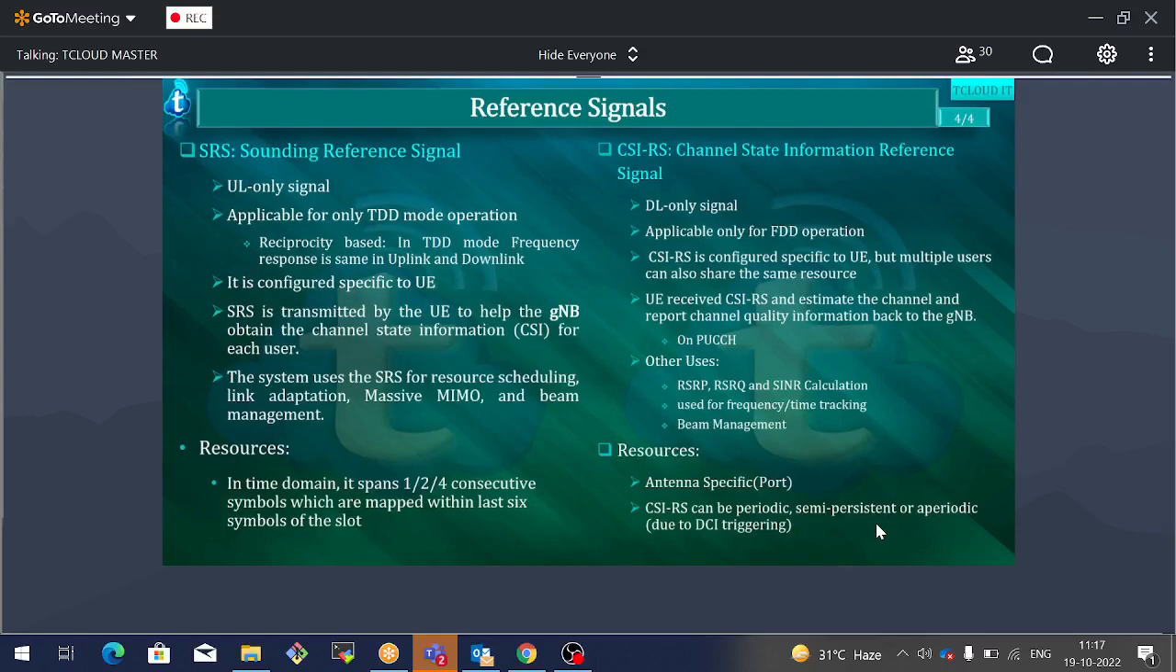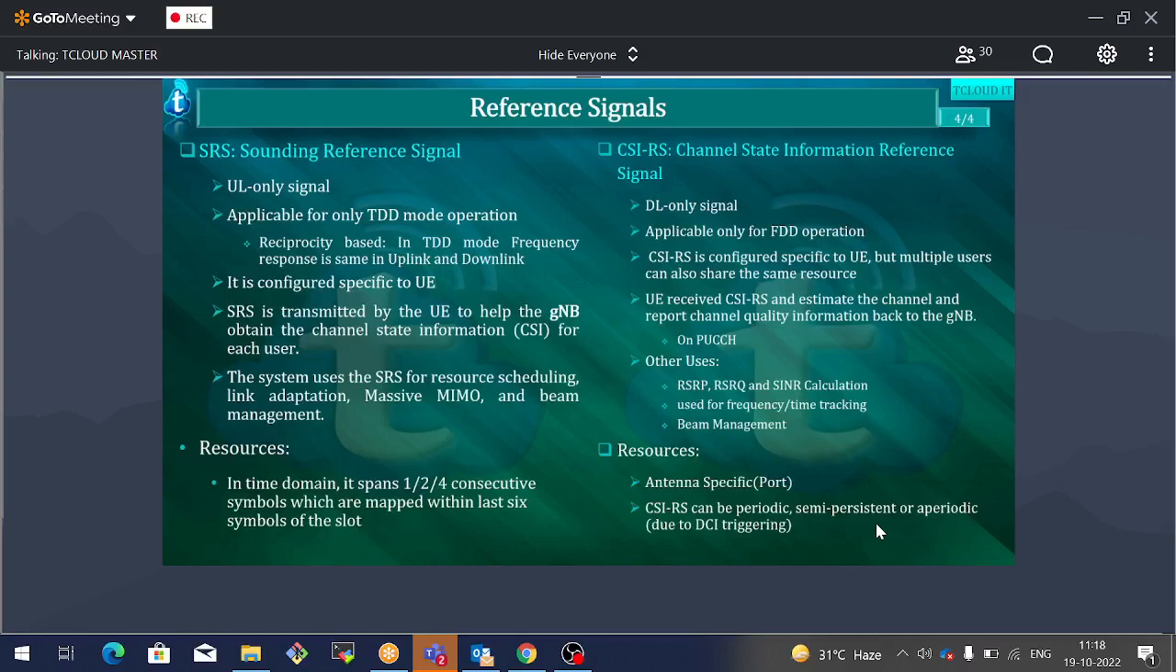Next, reference signals. We have two different kinds of reference signals, the sounding reference signal and the CSI-RS reference signal. First, the sounding reference signal. It is an uplink only signal and it is used in TDD mode. The idea is you make the mobile equipment transmit the sounding reference signal by allocating some particular resources for it, which of course is conveyed to the mobile equipment, in which symbols it can transmit this SRS reference signal, which is calculated again by scrambling sequence and QPSK modulation. Everything is the same.